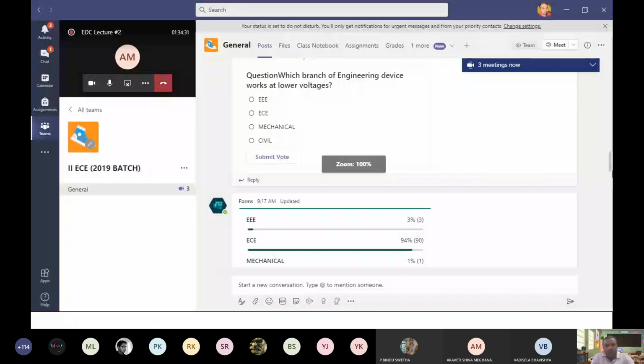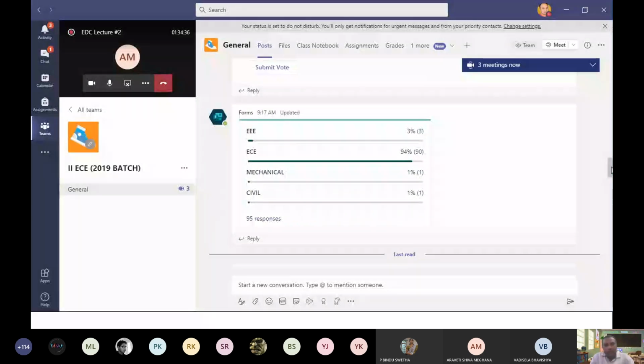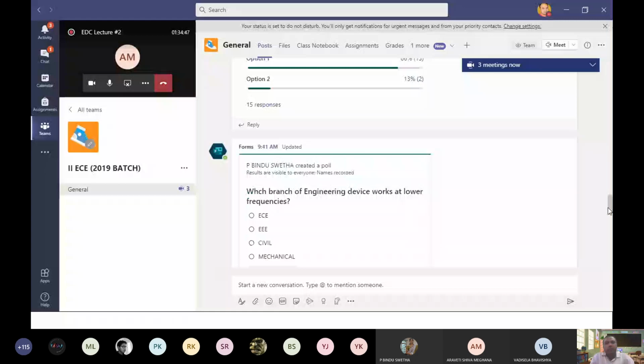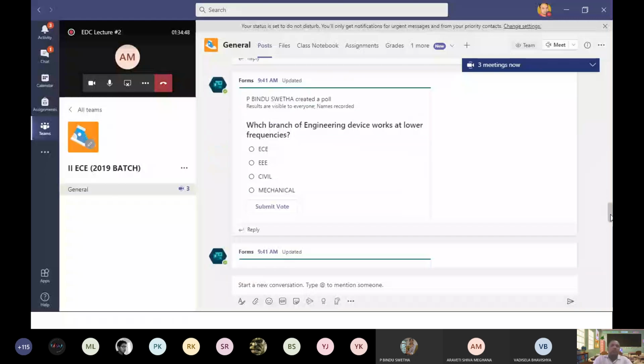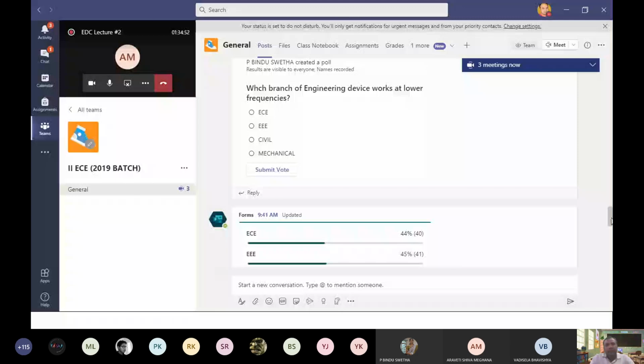Next, the second question: which branch of engineering has devices that work at lower frequencies? It is triple E. Take a transformer. Its frequency is 50 hertz only.